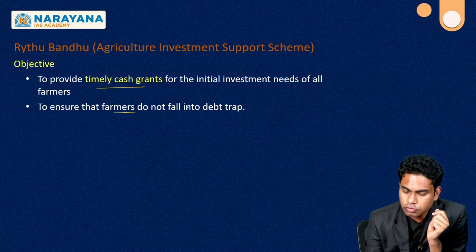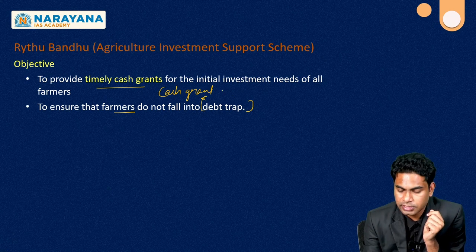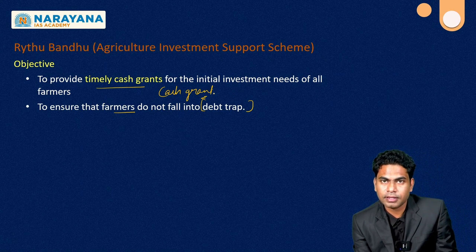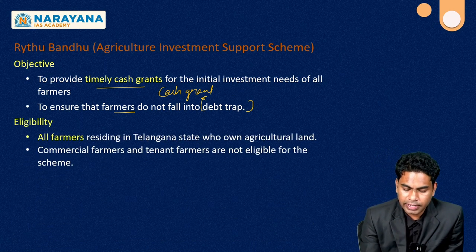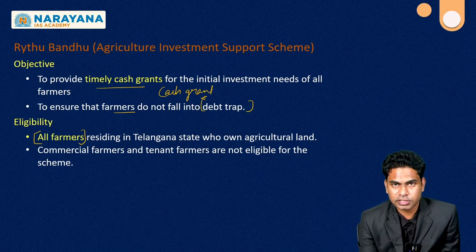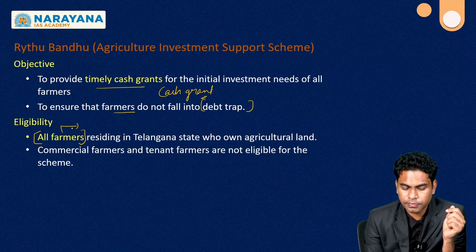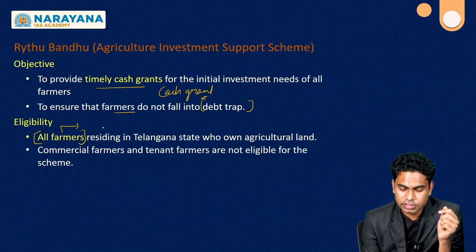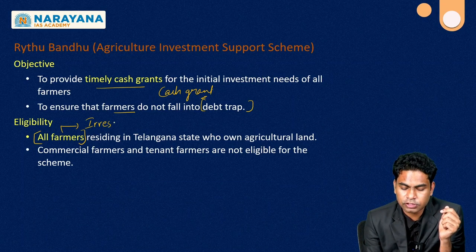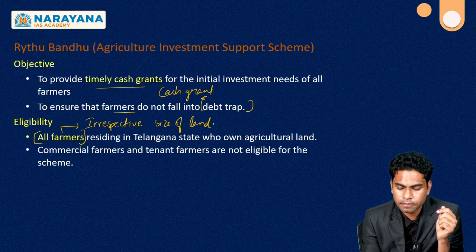It is to ensure that they do not fall into a debt trap. It is a cash grant, and it is extended to farmers on a per acre basis. And there is one interesting thing about this scheme: it is extended to all the farmers, irrespective of land size, irrespective of the size of the land.